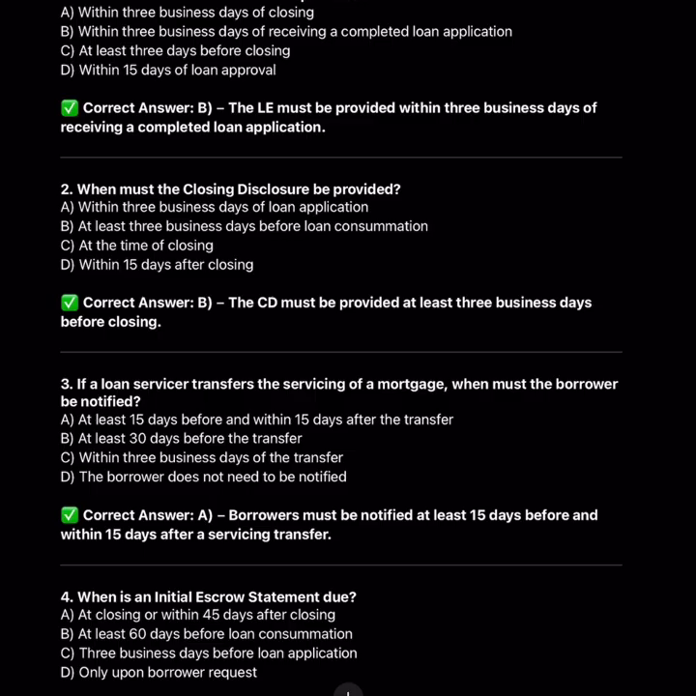3. If a loan servicer transfers the servicing of a mortgage, when must the borrower be notified? A. At least 15 days before and within 15 days after the transfer. B. At least 30 days before the transfer. C. Within 3 business days of the transfer. D. The borrower does not need to be notified. Correct answer: borrowers must be notified at least 15 days before and within 15 days after a servicing transfer.